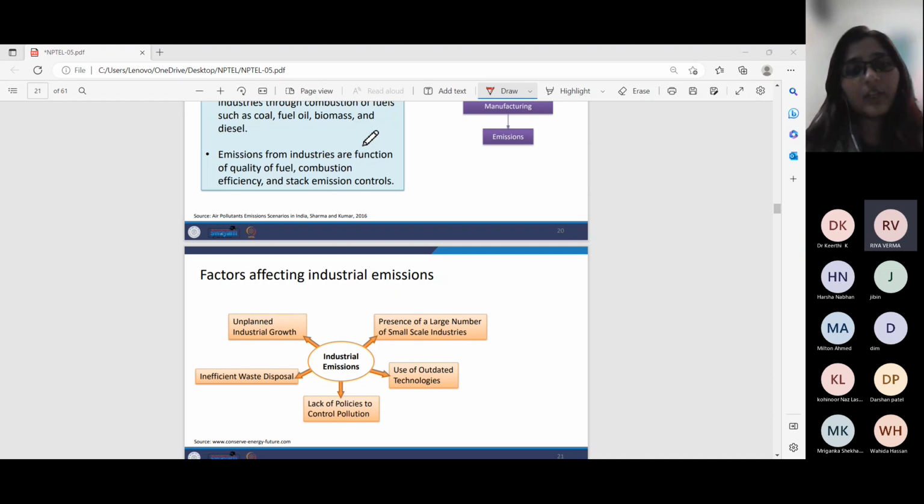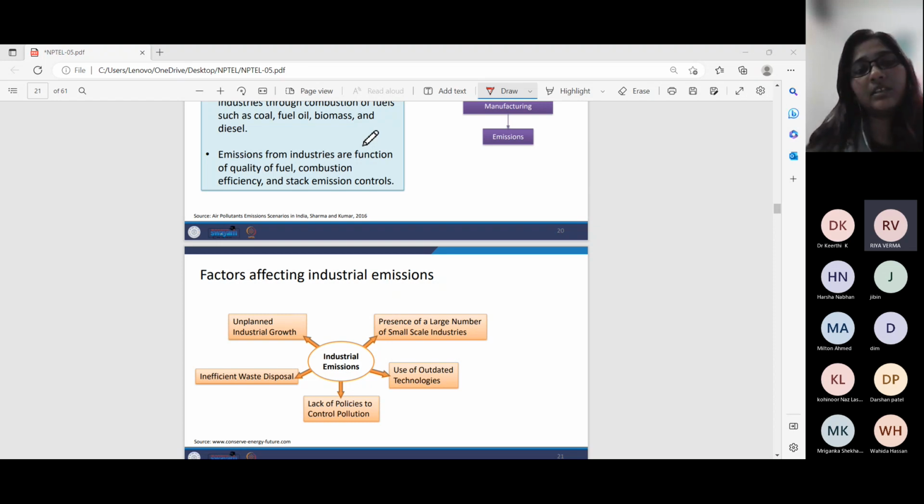Then lack of policies to control pollution. Certainly, there are some policies that tend to control pollution, but how much of them are being followed, we don't know. And also, we don't have that many policies that can control industrial emissions. So definitely this is one thing that needs to be corrected.